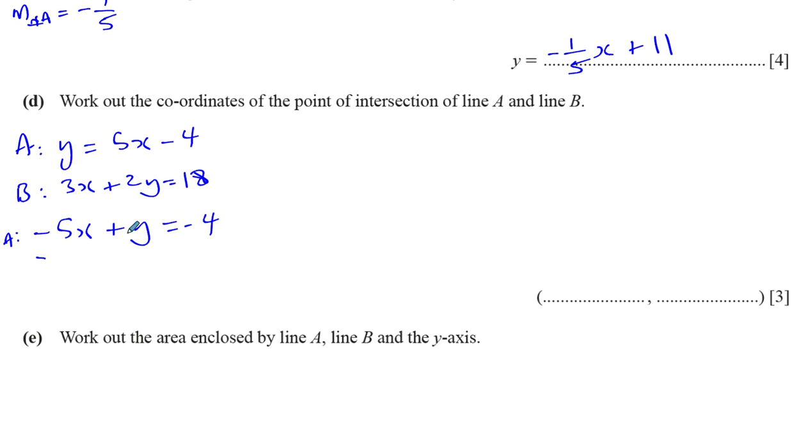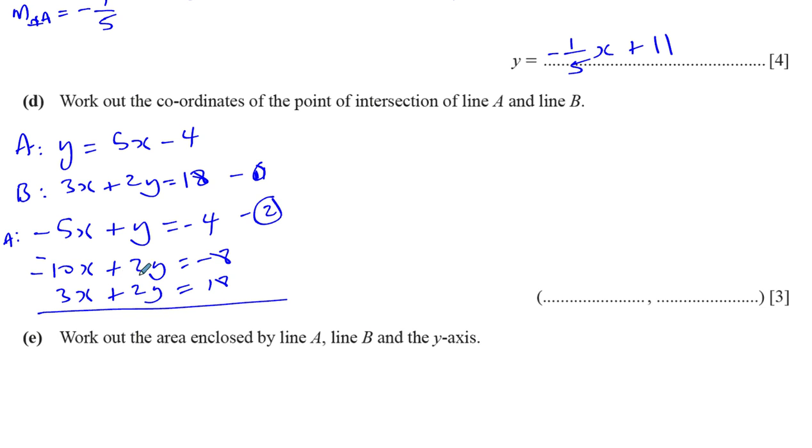Then I'm going to use these two equations together, equation 1 and equation 2, and solve them simultaneously. I have to make one of the coefficients the same. I can make the coefficients of y the same by multiplying the whole of this equation by 2. So you get minus 10x plus 2y equals minus 8. Then I'll write underneath it the other equation, 3x plus 2y equals 18. Then I can subtract these two equations from each other, because then the y's will disappear.